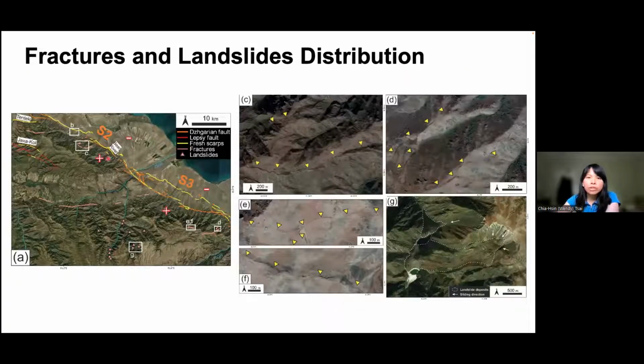In fact, many fresh fractures are distributed in the transition area between the two faults and also appear near section 3 as well. And clusters of large landslides can also be found near section 3, where these small pink triangles are, which might possibly be caused by large earthquakes too.